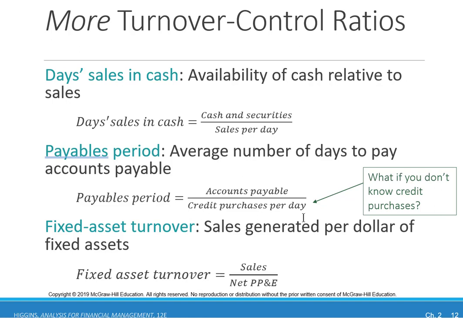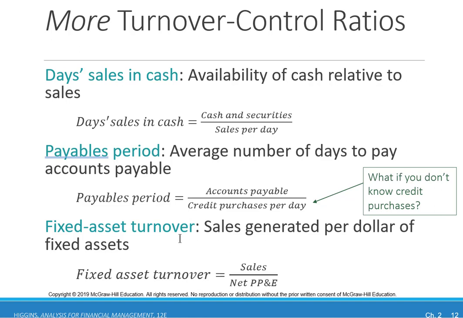This is the average number of days to pay on your accounts payable, what we owe people. And again, what if we don't know credit purchases? Actually, most of our purchases are on credit, but we rarely know that number. So typically we're going to use some other kind of number here. It could be the cost of goods sold on average per day. But again, this is a number we have to understand. As long as we use the same data all the time, it doesn't matter whether we use credit purchases or not.